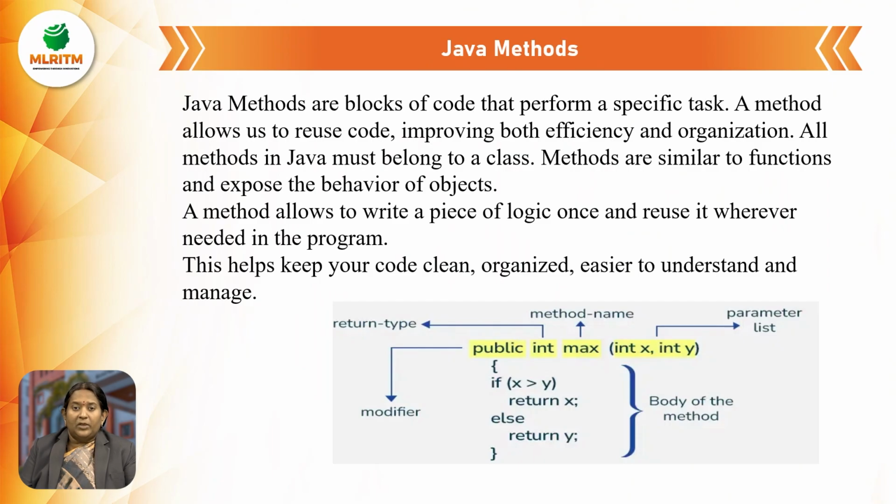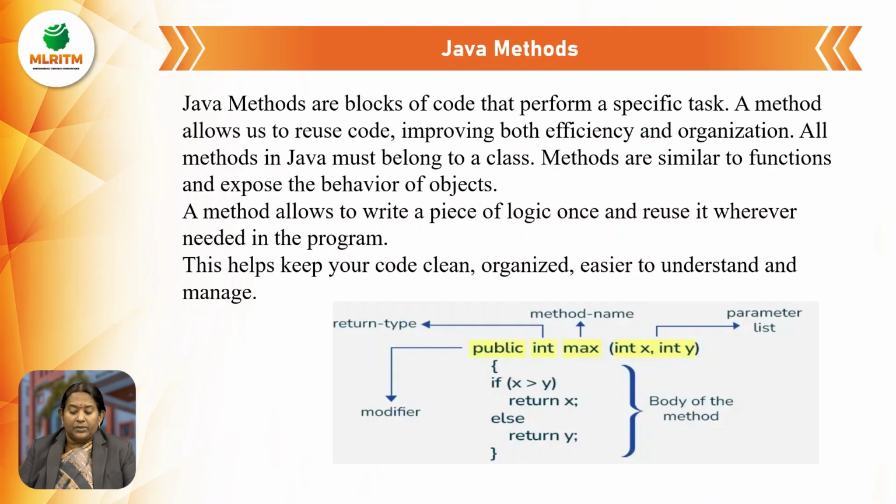Now we'll come to the topic of Java methods. What is a method? Java methods are blocks of code that perform a specific task. When we want to perform a particular task in a class, we will write that in the form of a method. For example, if we want to add two numbers or subtract two numbers, we write code, and that task is written inside a method.